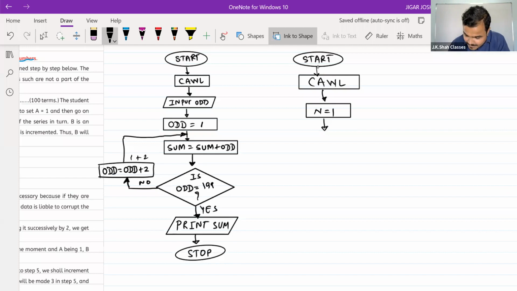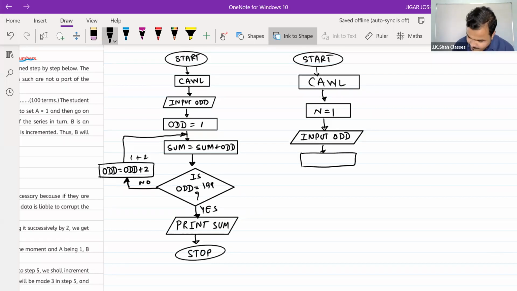Further, chartered, here we'll take input. Yes, sir. What will be the input, my dear child? Tell me. Sir, what is equal to 1? Yes, but first we'll take input and then we'll define the value, okay? Yes, sir. So first input odd, then defining the value, odd is equal to 1.